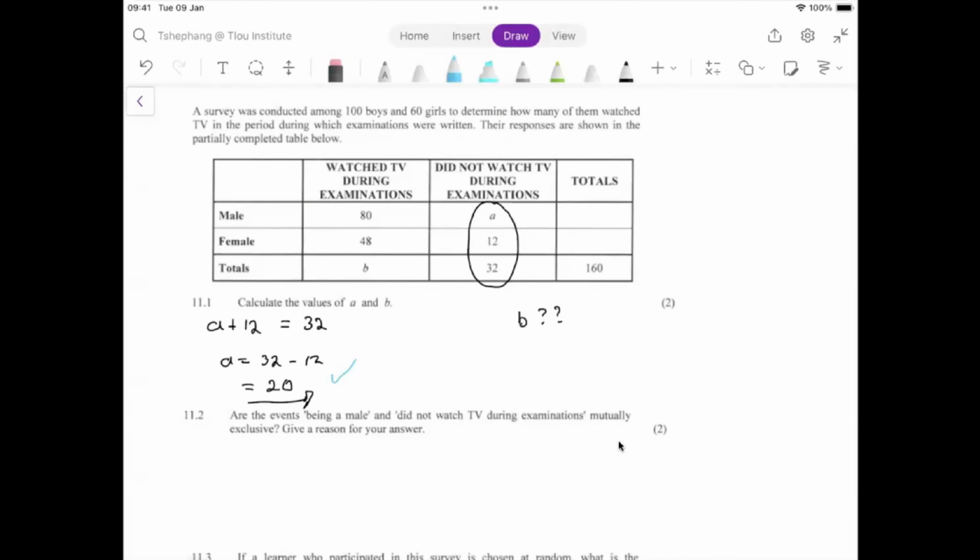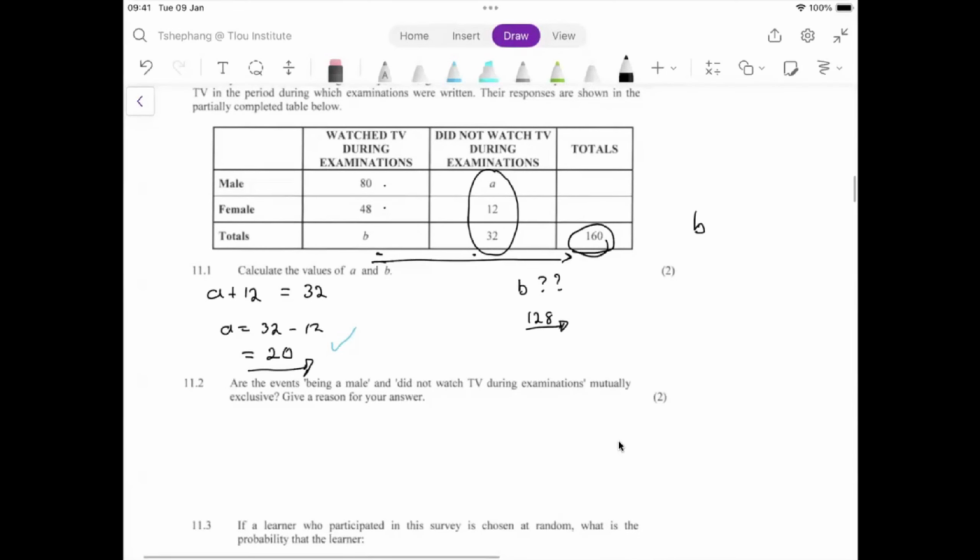Okay, thank you so much for the quick answers that are coming in the chat. B is simply 128. Why? We just added the 80 and the 48. Now, another thing, when you add B and this 32, you must get the 160. Otherwise, you've made a mistake somewhere. Because it is the total in that direction as well.